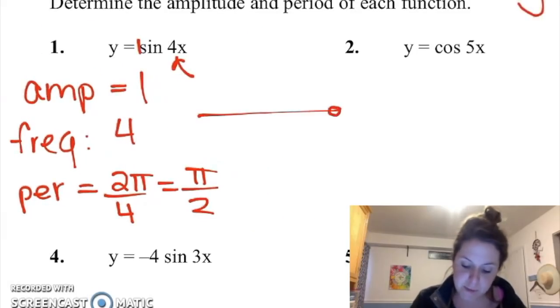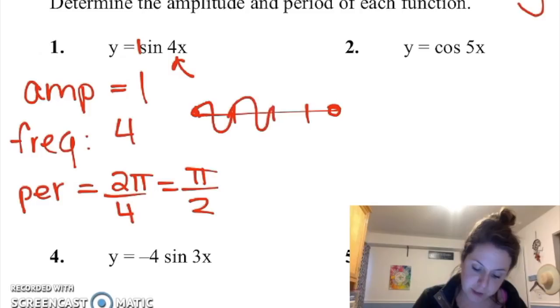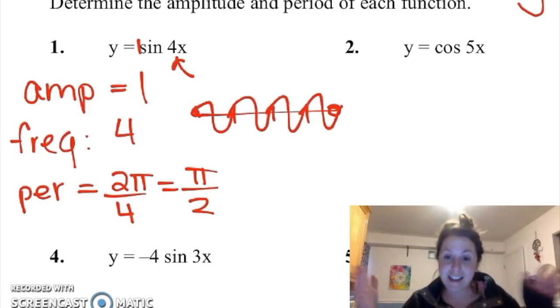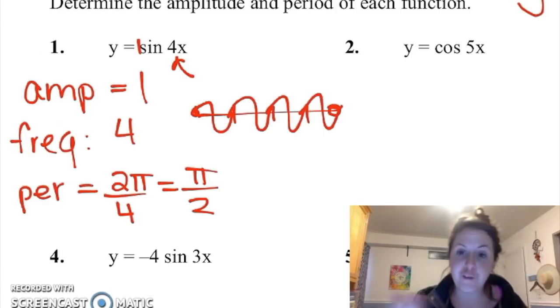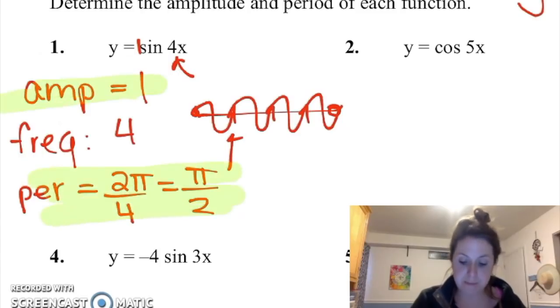If what I'm saying is from 0 to 2 pi, I'm fitting 4 full curves, right? So 1 full curve, 2 full curves, 3 full curves, 4 full curves. Then if that is 2 pi, I'm breaking it up into 4 parts. Each one would have to be half a pi. So this is my amplitude, and that is the period.